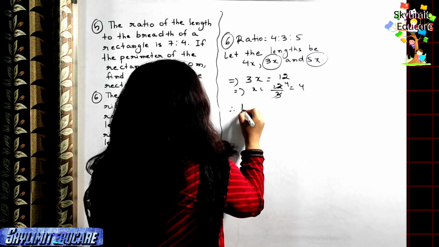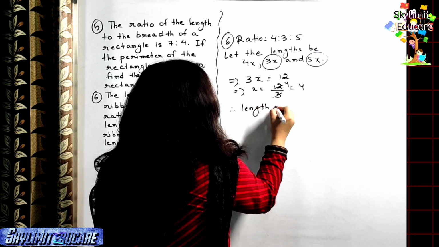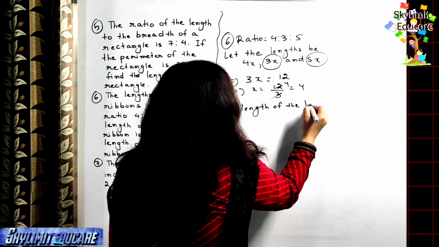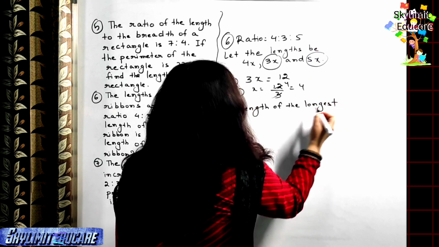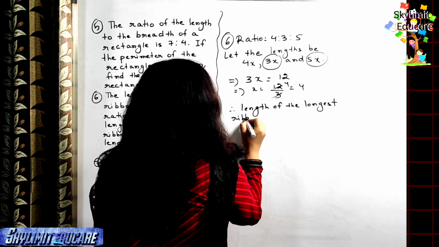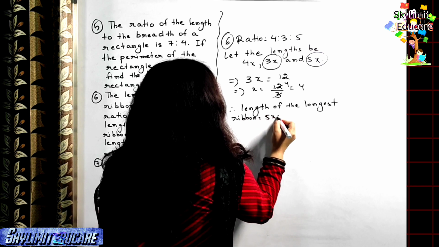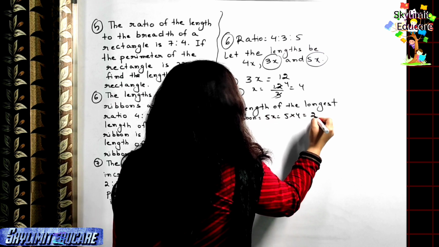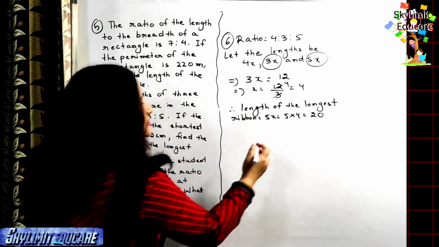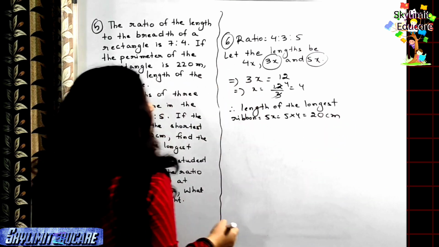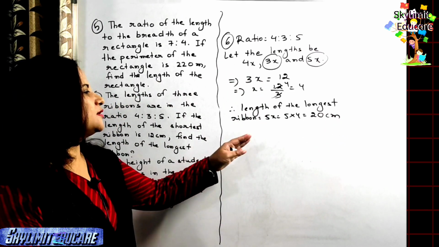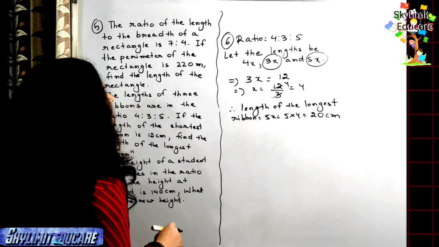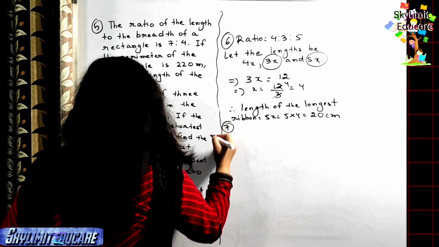Therefore the length of the longest ribbon is 5x, that is equal to 5 multiplied by 4, which is 20. And what's the unit? Centimeter, right? So this way you can find out the solution to this type of questions. Okay, now let's come to question number 7.